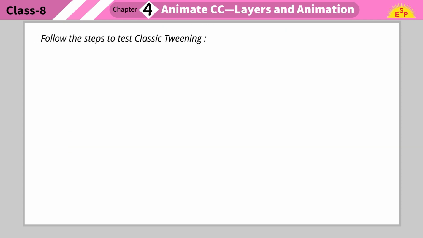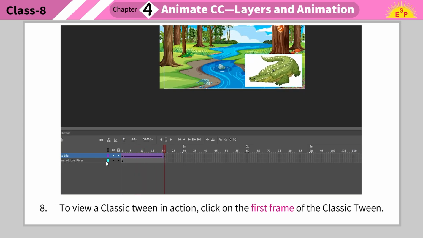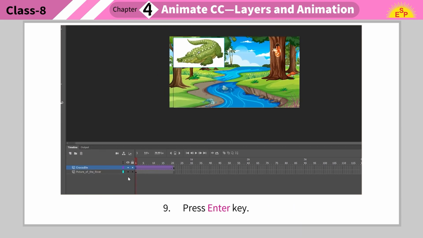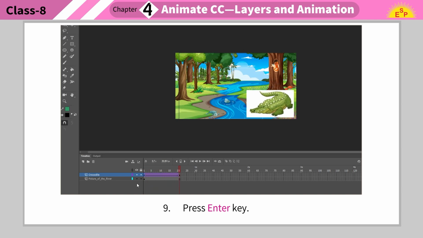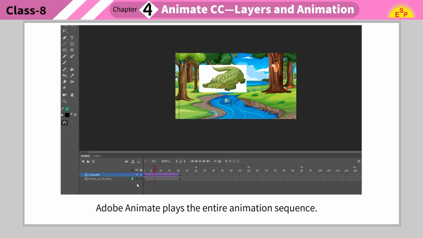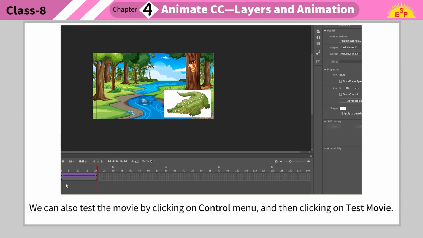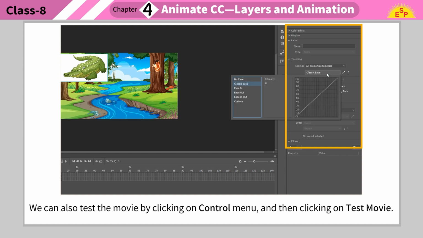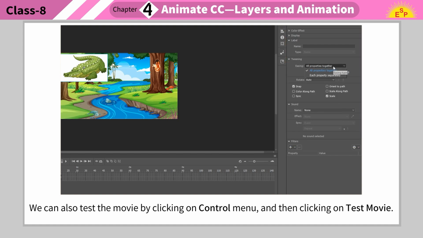Follow the steps to test classic tweening. Step 8. To view a classic tween in action, click on the first frame of the classic tween. Step 9. Press Enter key. Adobe Animate plays the entire animation sequence. We can also test the movie by clicking on Control menu and then clicking on Test Movie.